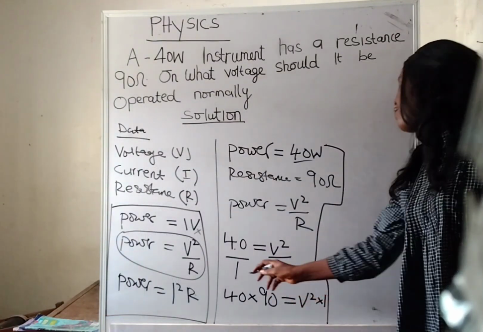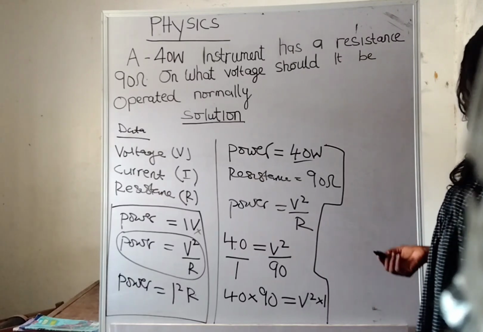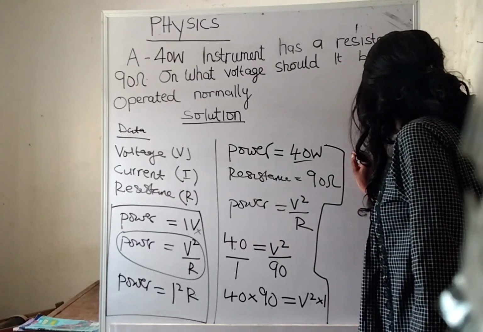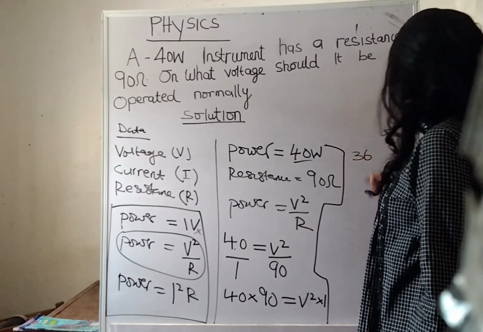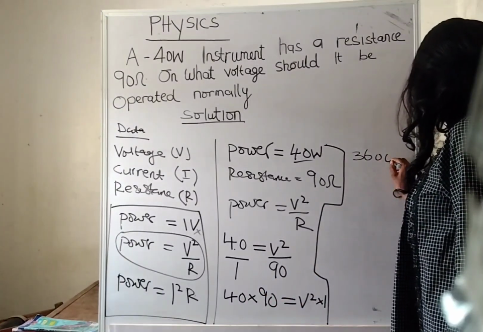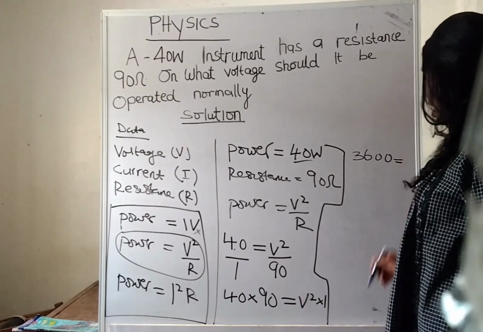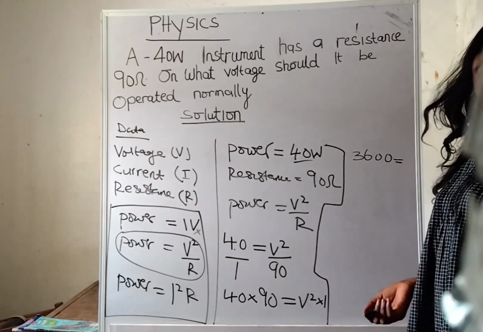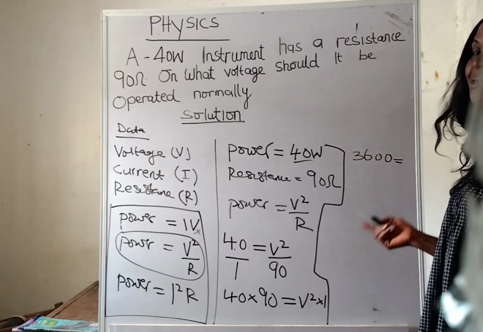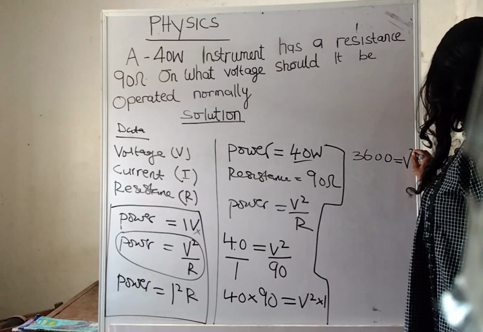So 40 times 90 will give us what? 4 times 9 gives us 36, so I write 36, and then the two zeros, which gives 3600. Equals V square times 1. What does V square times 1 give us? It still gives us V square. Anything multiplied by 1 is still the same number. So I still have V square.